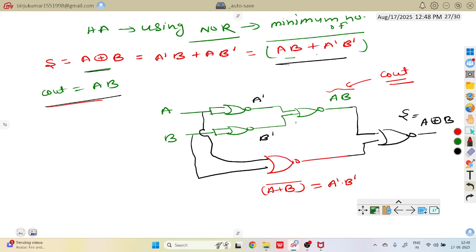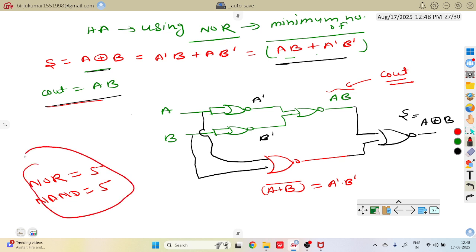So here, what is the minimum number of NOR gates? Only 5. One thumb rule I am telling: if you design the half adder using NOR gates or NAND gates, the minimum number of NAND or NOR gates required is only 5. This is your thumb rule. NAND is also 5 and NOR is also 5. I hope you understand this.